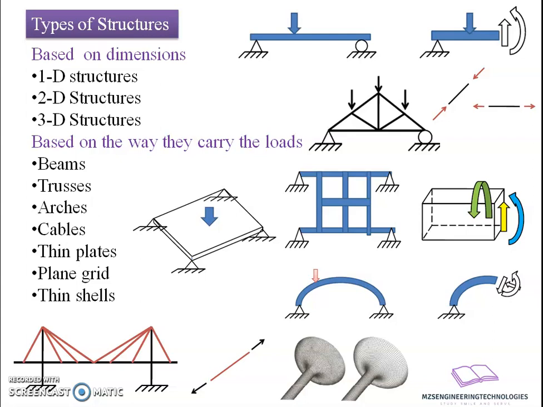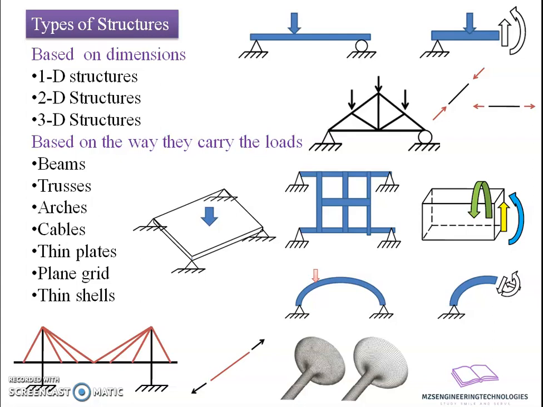Arches are the structures which are subjected to flexure as well as shear. Cables are the members which carry only tensile forces. Thin plates are planar structures which are subjected to bending and shear, and sometimes if the corners are held down, then they are subjected to twist also. Plane grids are a skeletal arrangement of planar geometries which are capable of resisting twisting force, bending force, and shear force. Thin shells are curved elements which have thickness smaller compared to the planar geometry, and curvature is also there.